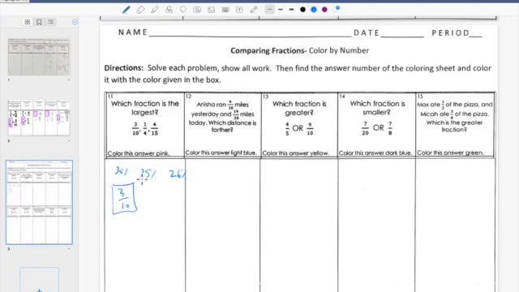Anisha ran 9/10 of a mile yesterday and 19/20 of a mile today. Which distance is farther? Okay, we need to compare apples to apples here. So we need a common denominator of 20. So 18/20 is equivalent to 9/10. So versus 18/20 to 19/20, this distance is farther.